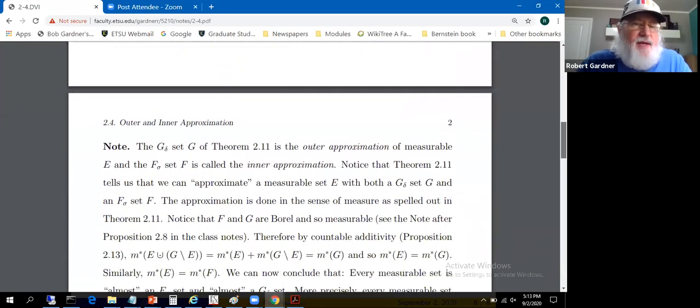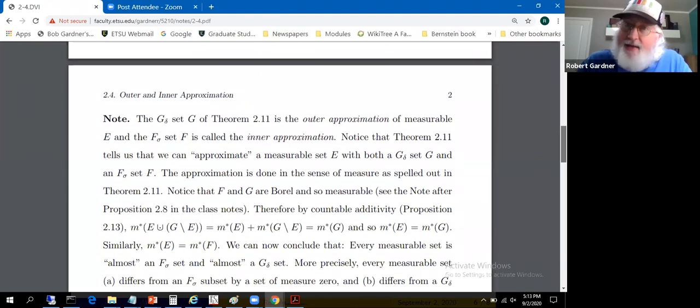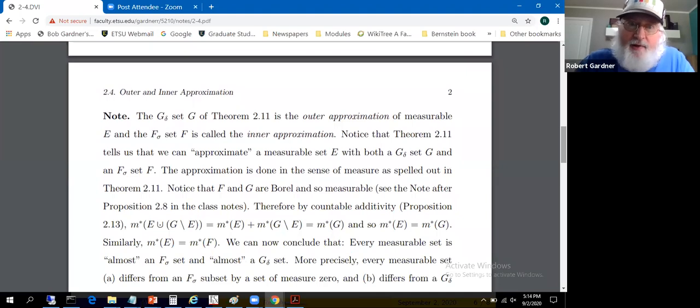Turns out sets of measure 0 can be pretty complicated things themselves. 0 is bigger than you might have thought initially. That's one thing you learned from this class. I can do a lot of weird stuff with a measure 0 set. The G delta and the F sigma presented above are called the outer approximation and the inner approximation. These approximate measurable sets in the sense described in that theorem.